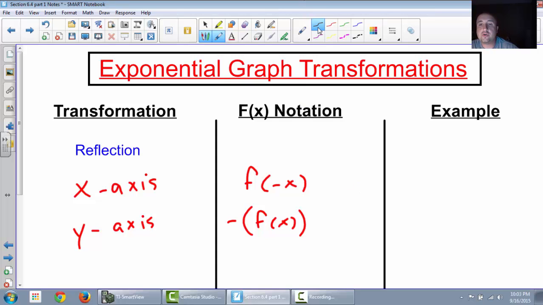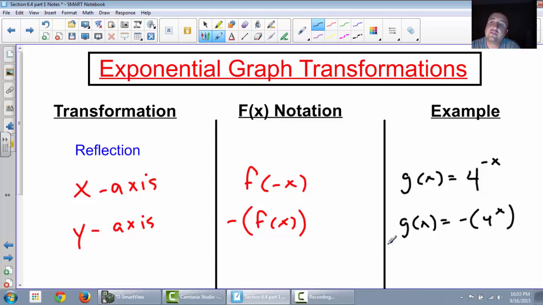But let's look here at what an example of a function will look like for each of these. Okay, so once again, we're on x-axis. If we're going to reflect over the x, you just change the x to a negative. So for example, g of x equals 4 to the negative x. So we're making just our x part negative. If we're doing a y-axis reflection, you would make the entire thing a negative. So I'm going to do 4 to the x, and I'm going to put the negative on the outside. So that will reflect our graph over the y-axis.